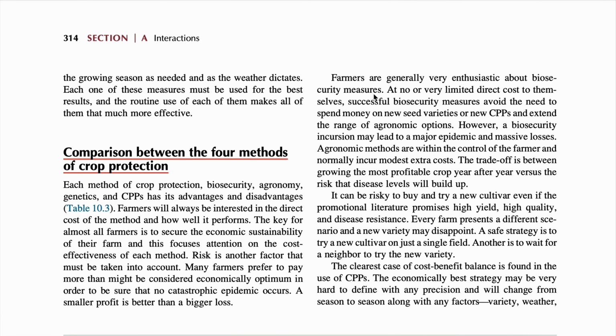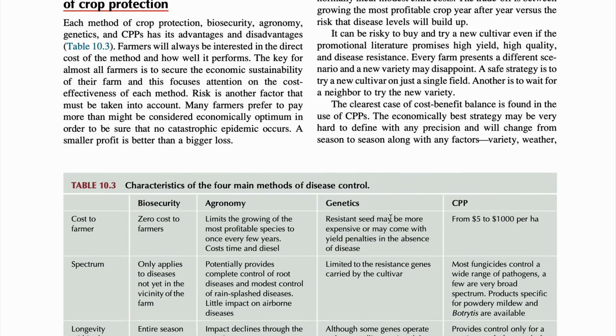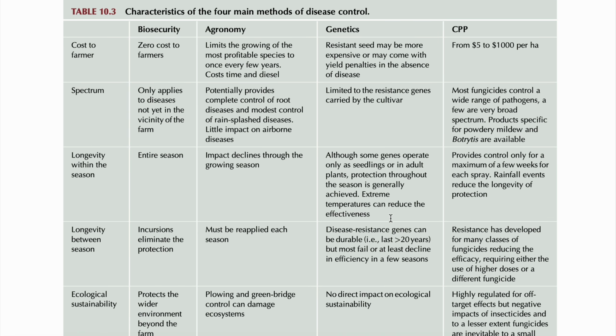So rather than reading this paragraph, we will directly come to this table. Okay, so cost to farmer. For biosecurity, zero cost to farmers. For agronomy, it limits the growing of the most profitable species to once every few years. Cost: time and diesel. Yes, because it's zero cost to farmers. Why? Because in biosecurity, what happens? They prevent the entry of pathogen into the farm. So there is no headache for the farmer. So zero cost to farmers.